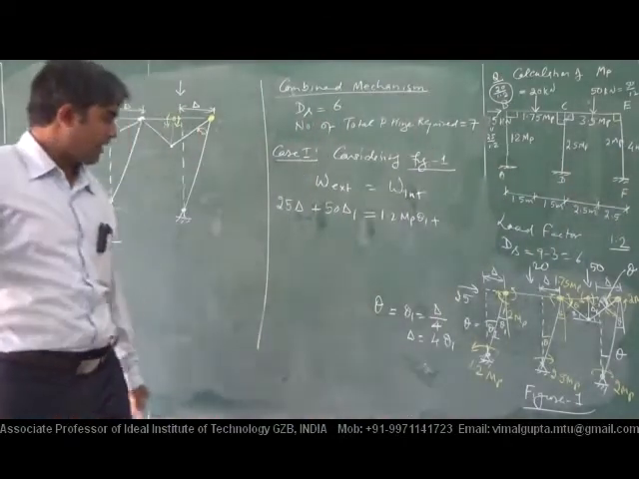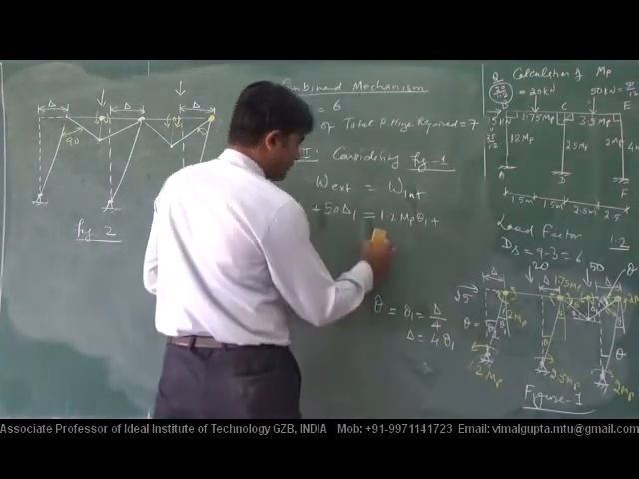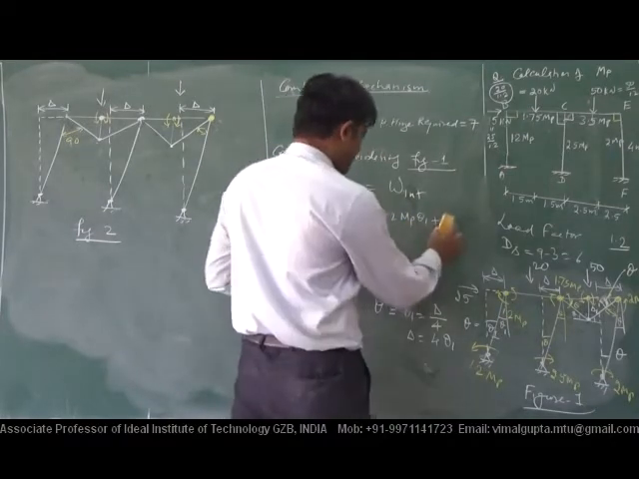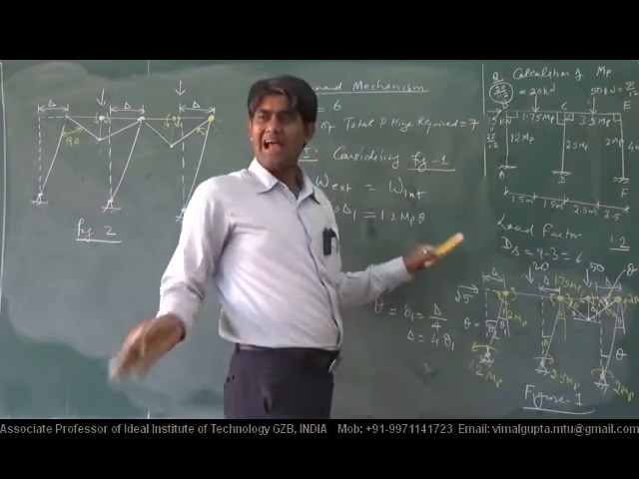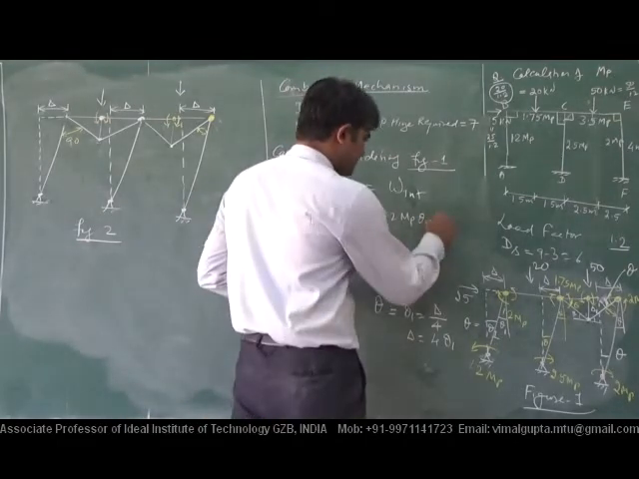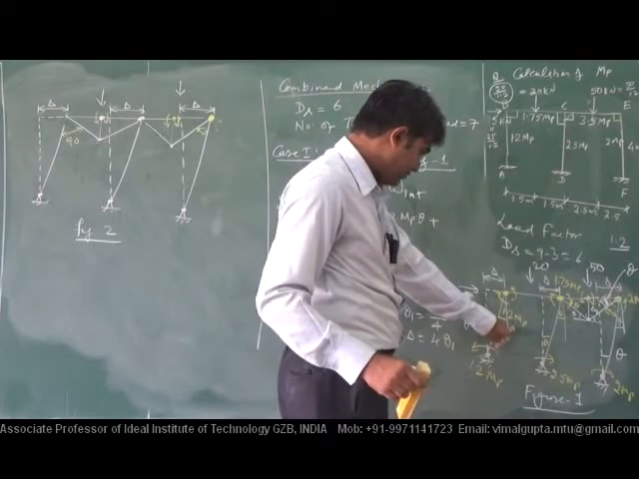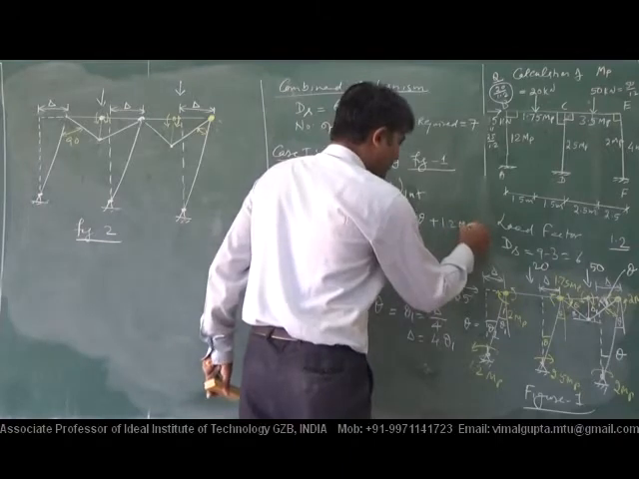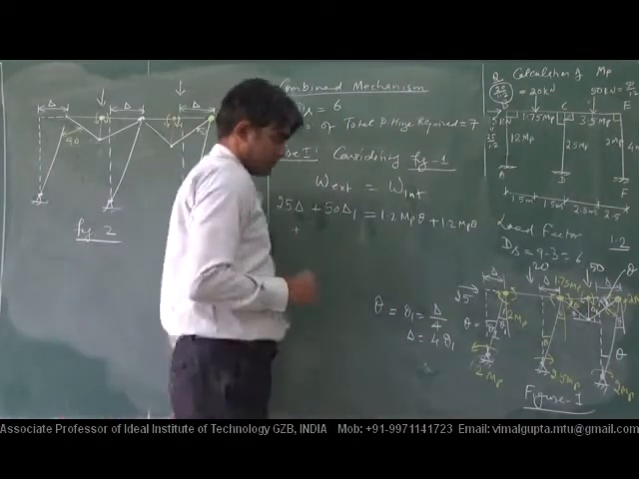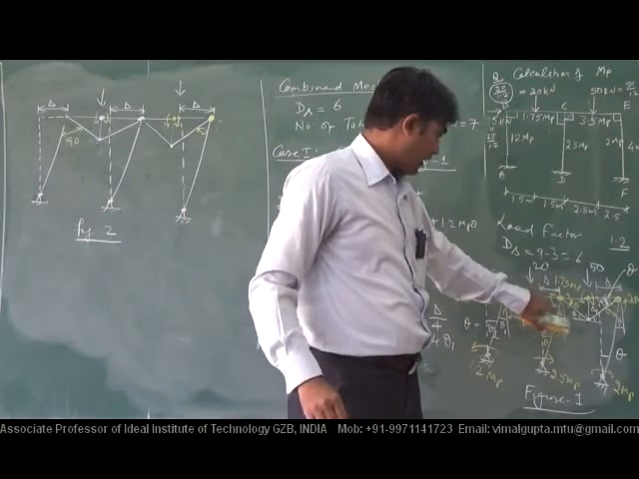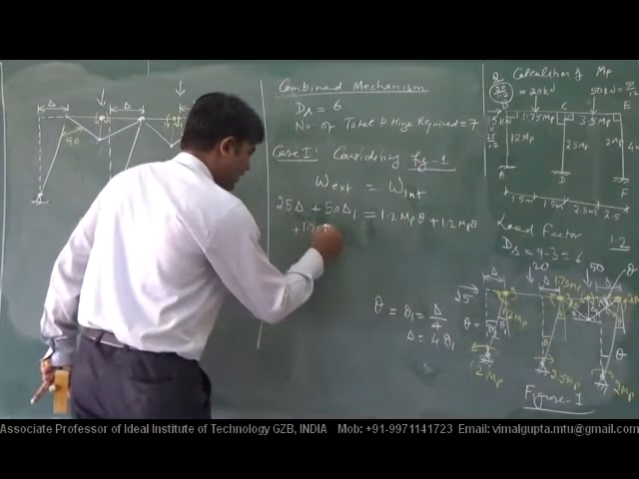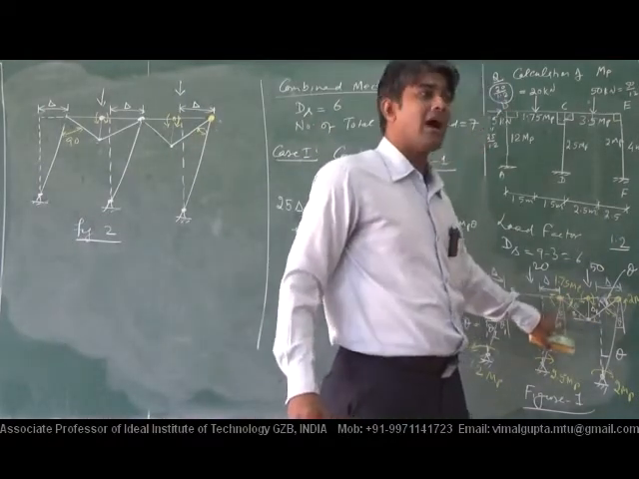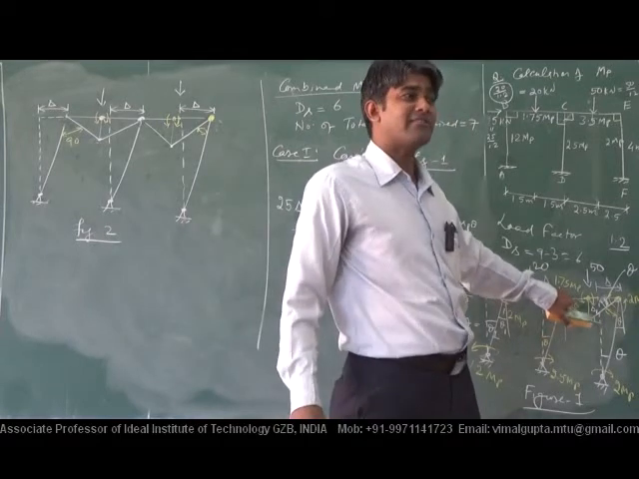Now I will write here 1.2 MP into theta 1. So I should write theta, no? Here I write theta, and here what I have to write: 1.2 MP into theta, plus here 1.75 MP into this one theta and this one theta, means theta plus theta.